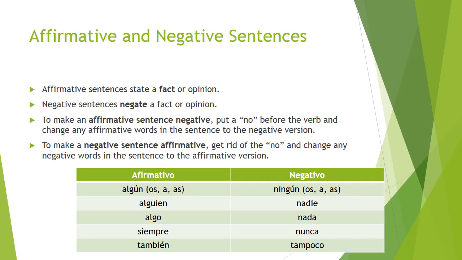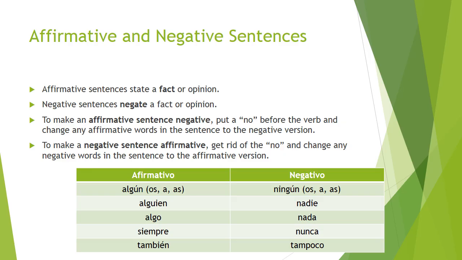The first concept that we learned was affirmative and negative sentences. Affirmative sentences state a fact or opinion, like, I like ice cream. Negative sentences negate a fact or opinion, like, I don't like ice cream. To make any affirmative sentence negative, put a no before the verb and change any affirmative words in the sentence to the negative version of that word. To make a negative sentence affirmative, get rid of the no and change any negative words in the sentence to the affirmative version of that word.